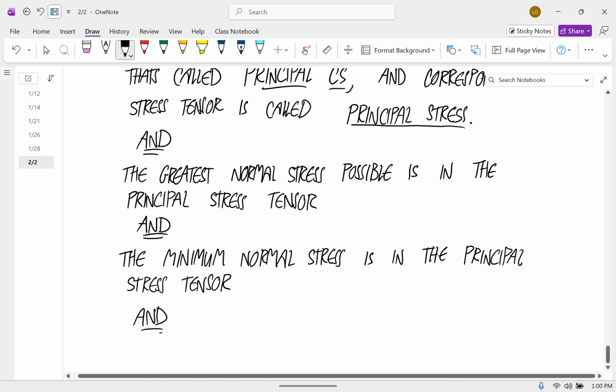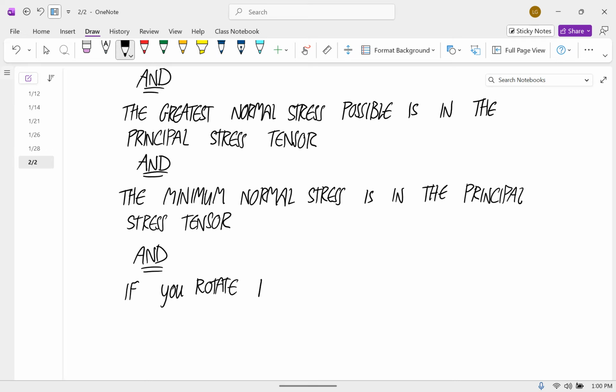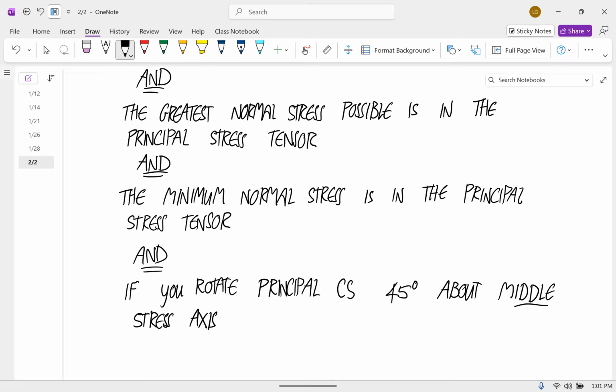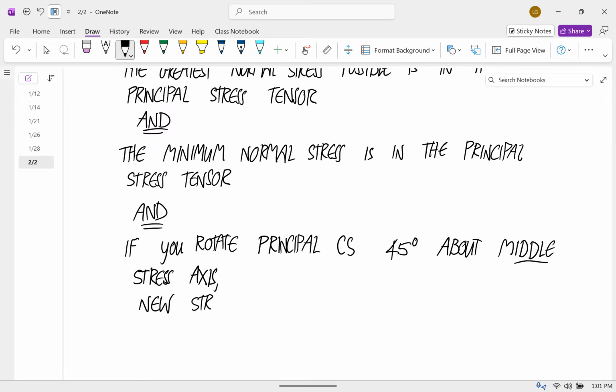And this is the last one. If you rotate the principal coordinate system 45 degrees about the middle stress axis, don't worry too much about what that means just this second, the new stress tensor has the maximum possible absolute value of shear stress.